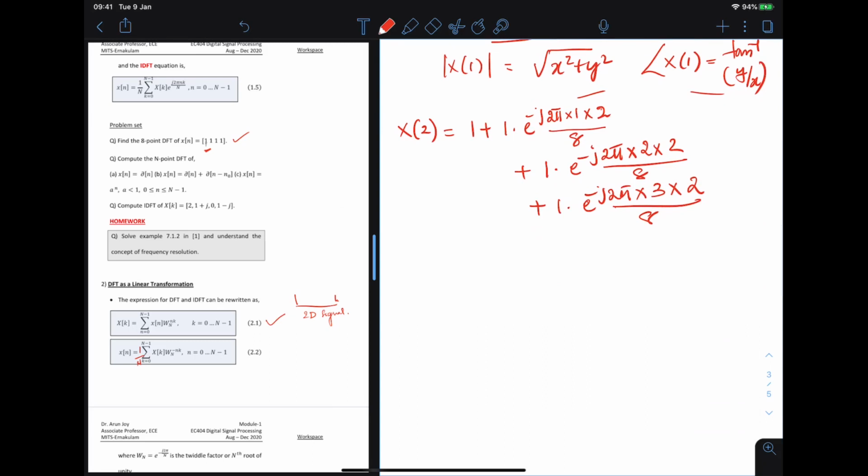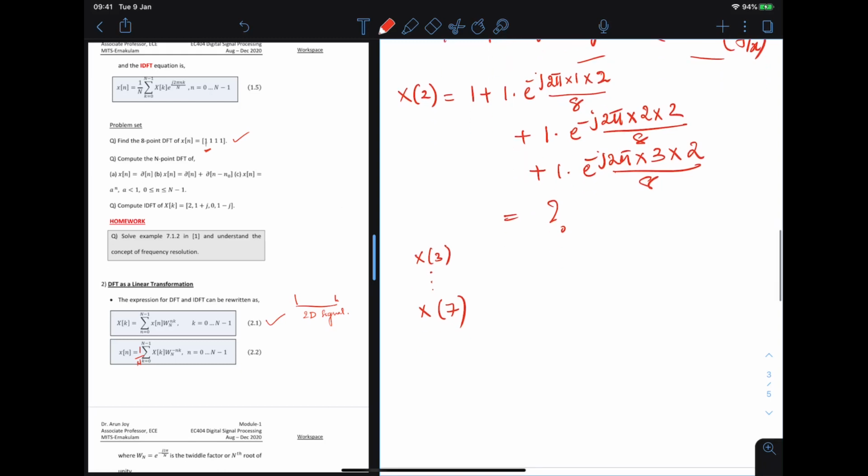So likewise, as previously told, find the answer. Likewise, you have to find for X3 till X7, capital X of 7. So these will be your DFT samples.